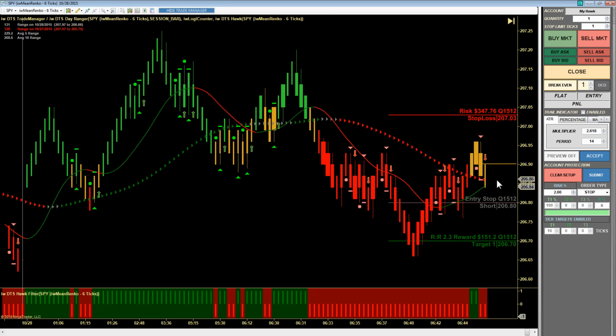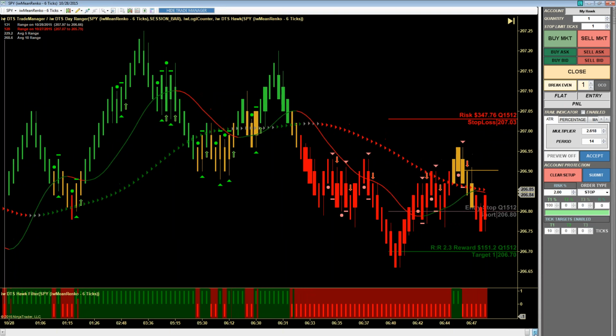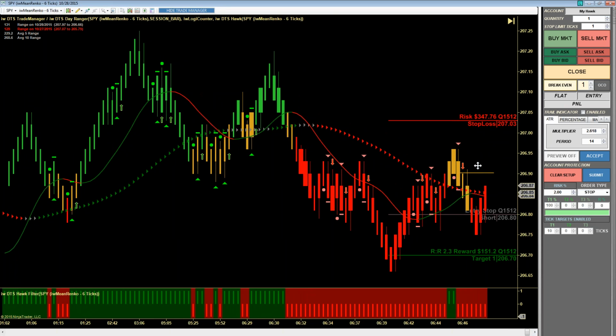Because if the sellers lose control at this point, I might as well leave the market because they're going to stop me out. And there they go. Well, actually, if I didn't have it quite so tight, I might have been able to get a little bit lower. But even here, it looks like I would have lost about half my initial risk, so maybe about $170.